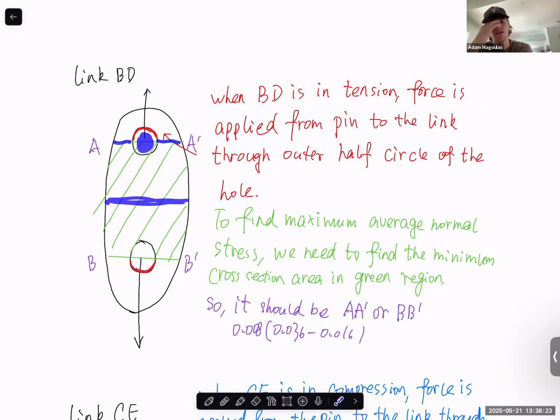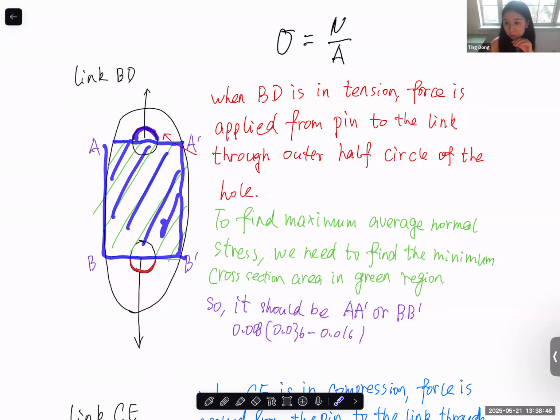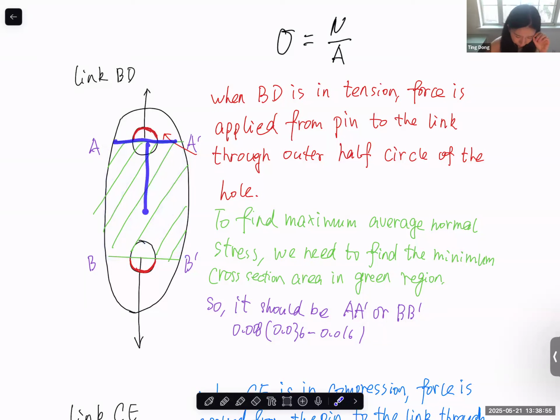You're saying to find the largest stress, it needs to be the minimum area because the area is in the denominator? Yes, because normal stress equals normal force over the area. Agree with me? Yeah. And since our contacting surface is on the upper part, in this whole green area it has the same normal force. Make sense or not? Starting from here to here is the same. So this part is consistent.